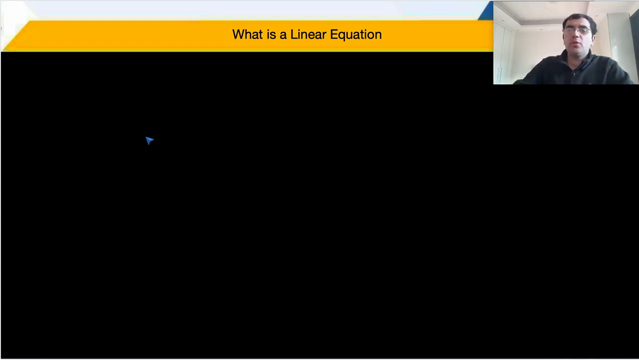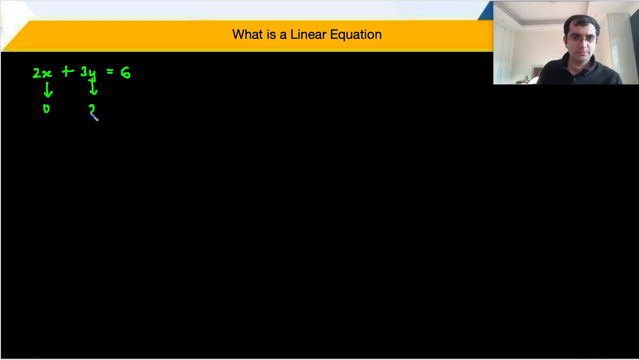And this is basically what is a linear equation, right? So let's take an example. Example: 2x plus 3y equal to 6, right? It's an equation with two variables x and y, and over here I'm just going to put in some random values. For example, when x is equal to 0, then I get 3y is equal to 6, so y is equal to 2. And similarly, if I put y is equal to 0, then I get 2x is equal to 6 and x is equal to 3.